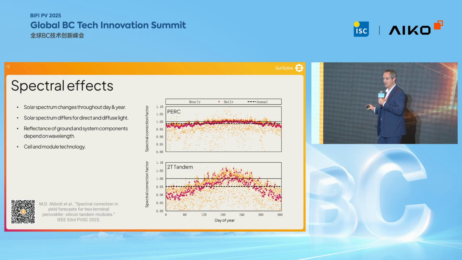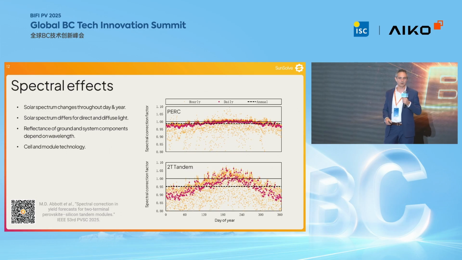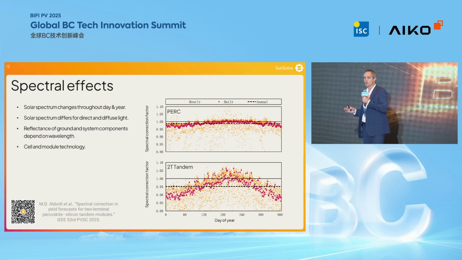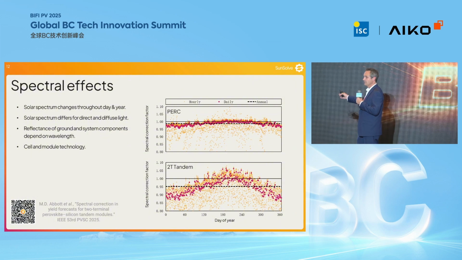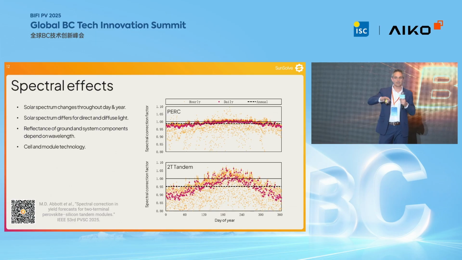So here's an example. We presented this earlier this year at the IEEE conference, where we looked at what is the spectral correction that goes on in yield forecasts for different types of technology. So looking at crystalline silicon, it's still significant. And then, of course, getting into things like the two-terminal tandems. So at different sites, you get quite different seasonal variations, and it just depends on how the atmosphere works at those different sites.